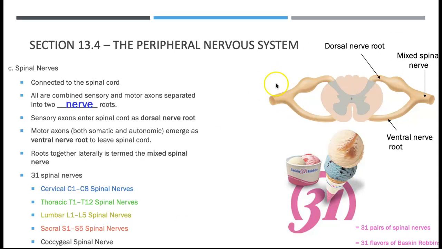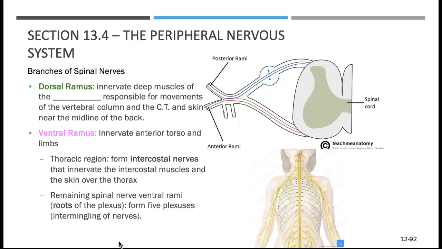The spinal nerves make up the 31 pairs of spinal nerves. So we remember that as 31 flavors of Baskin-Robbins. And we are going to have 8 in the cervical area, 12 within the thoracic, 5 in the lumbar, and 5 in the sacral. And lastly, 1 pair of the coccygeal spinal nerve.